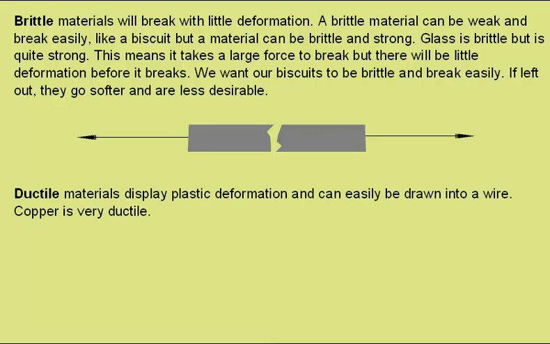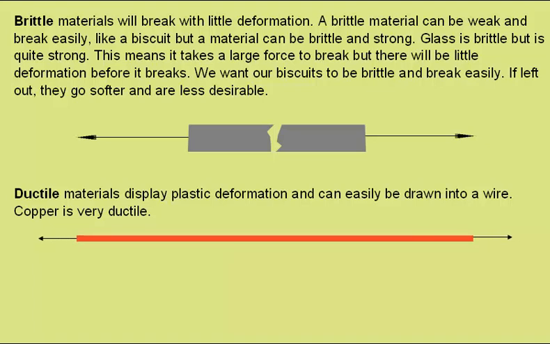Ductile materials display plastic deformation and can easily be drawn into a wire. Copper is a very ductile material, and this is how copper wires are made. So here we have a ductile material. We increase the force on it and it extends, becoming permanently deformed.